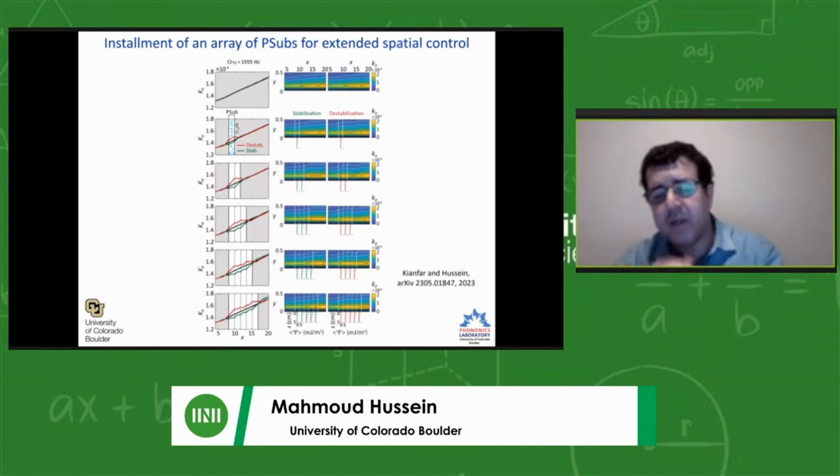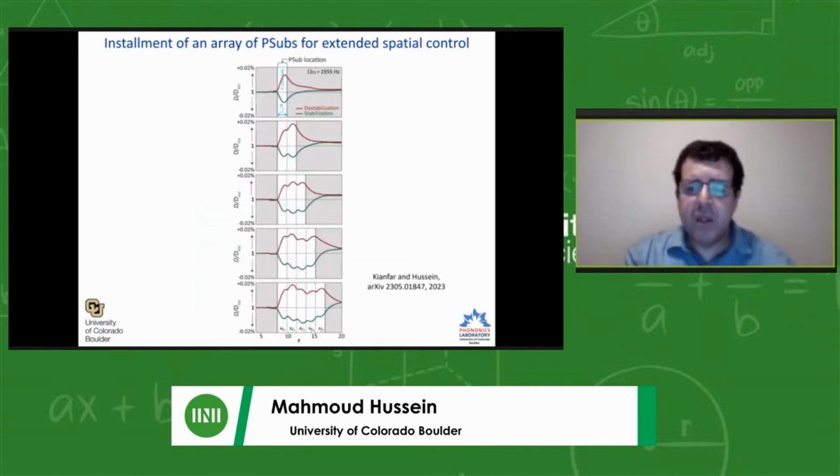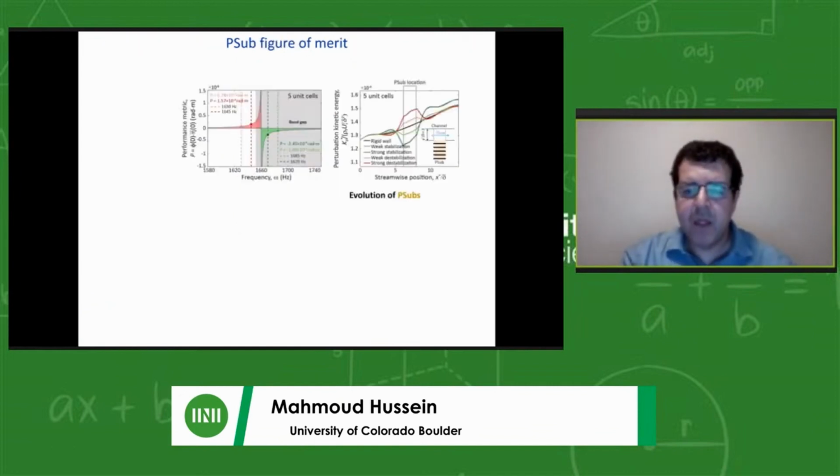And that would translate to a delay in transition to turbulence, because you're reducing the amount of kinetic energy in the instability. You're basically slowing down the growth of that wave. Similarly, as I showed you before, we plotted the skin friction drag. The skin friction drag can be plotted also for multiple P-subs, and you can see a very clear, consistent trend as we add more P-subs, depending on whether we are stabilizing or destabilizing.